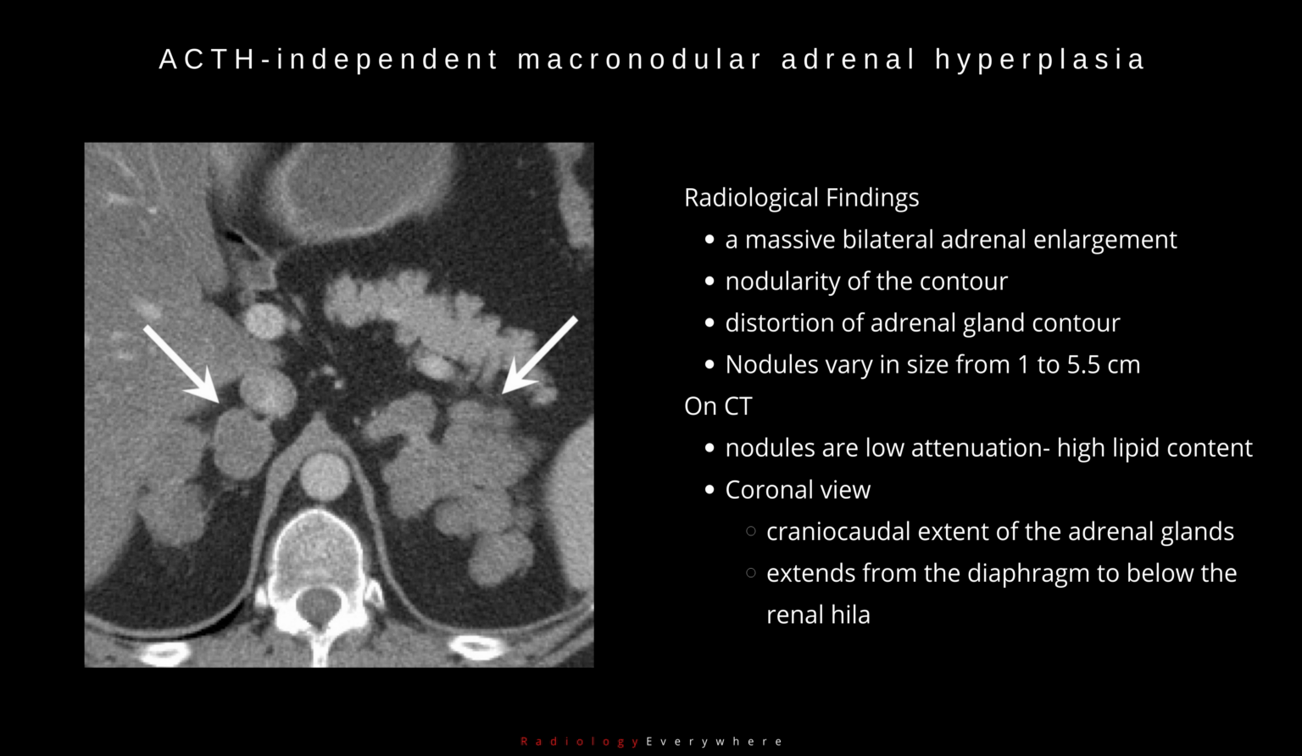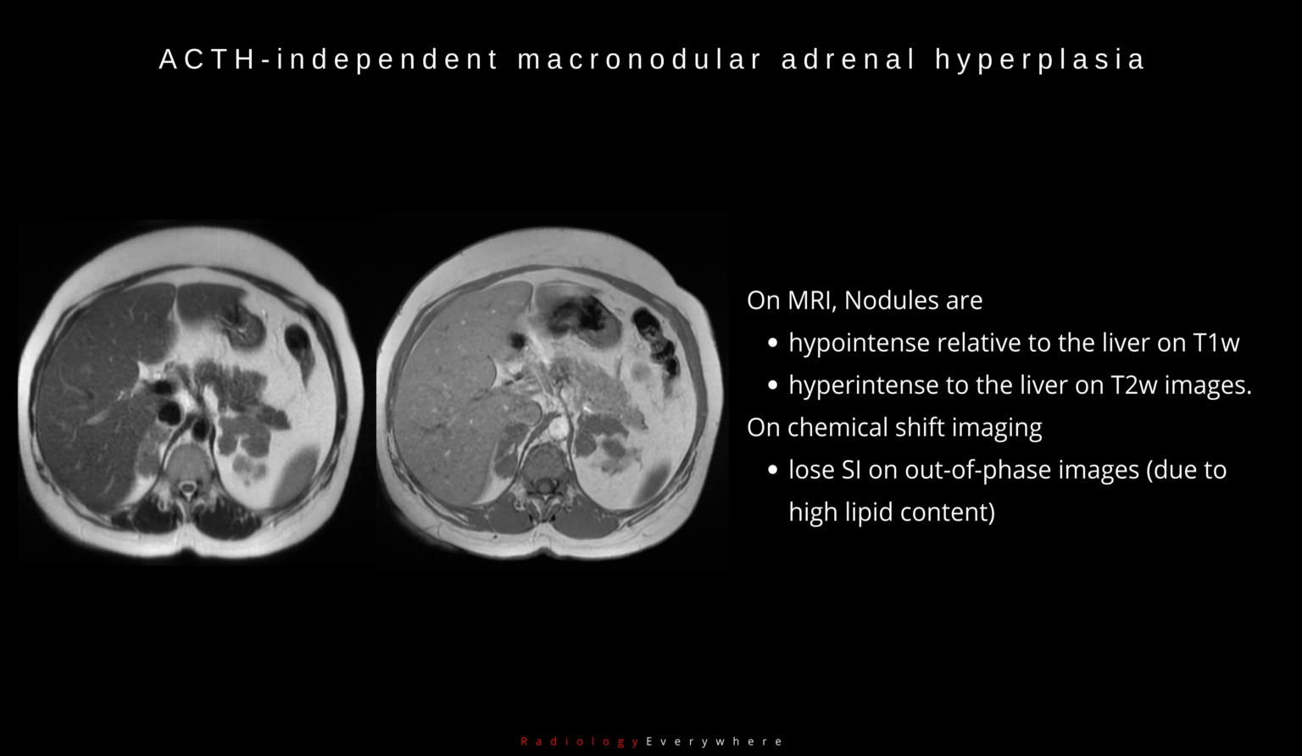When considering CT or MRI, coronal imaging demonstrates the best view of the craniocaudal extent of the adrenal glands. It frequently extends from the diaphragm to below the renal hilar. On MRI, nodules are hypointense relative to the liver on T1 weighted images and hyperintense to the liver on T2 weighted images. On chemical shift imaging, nodules, due to their high lipid content, lose SI on out-of-phase images.